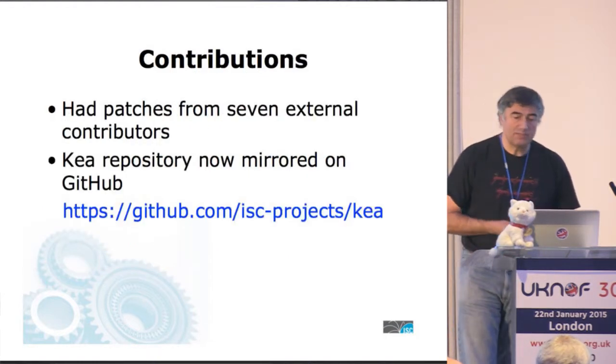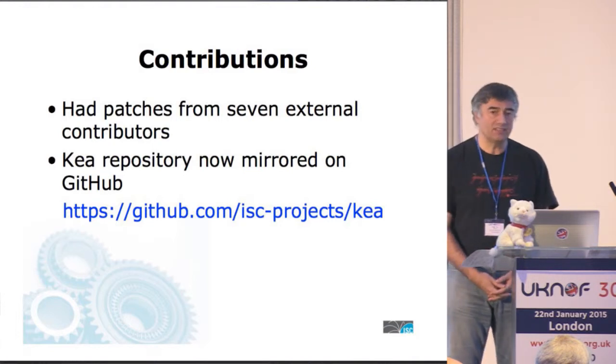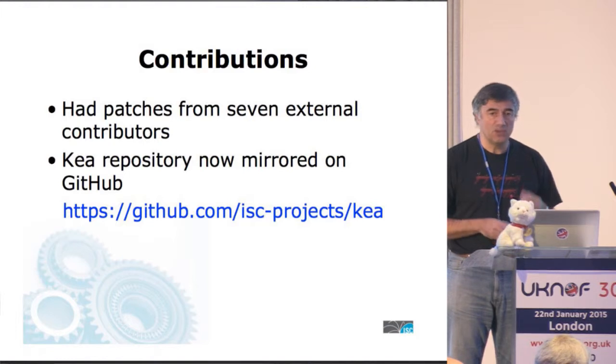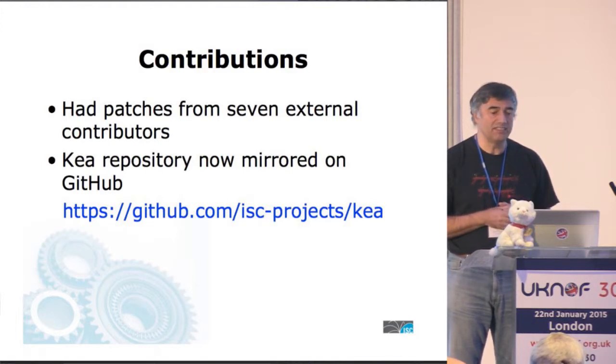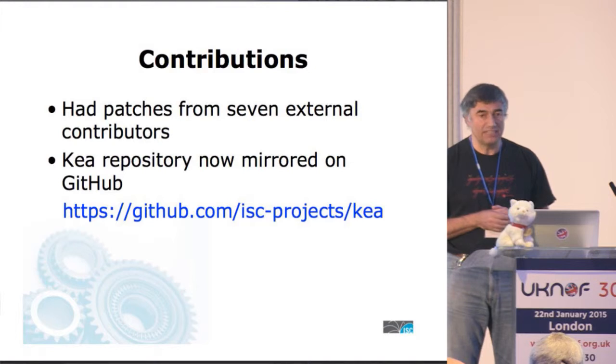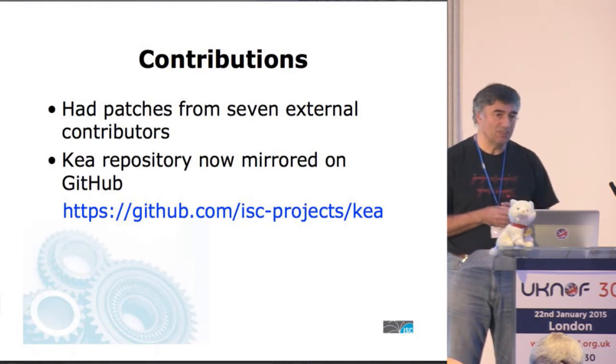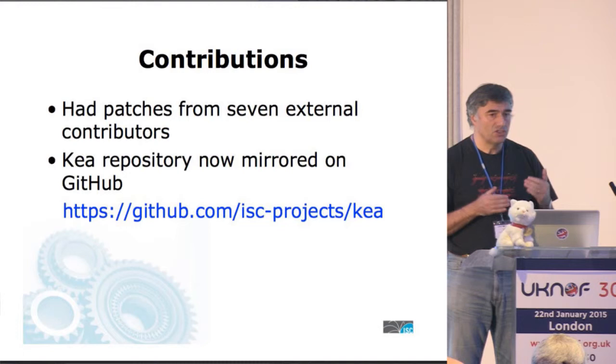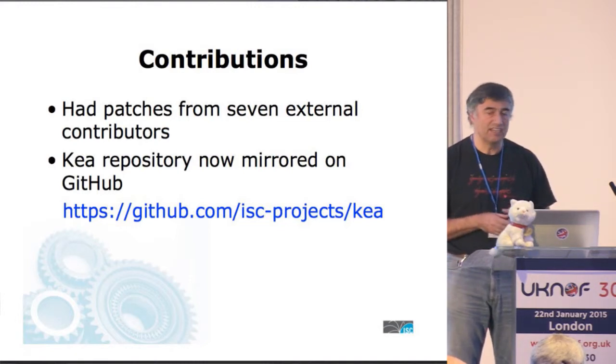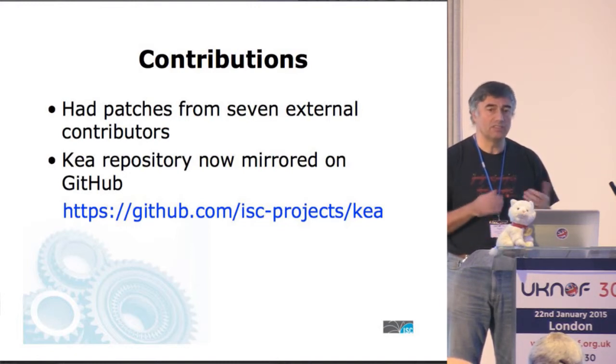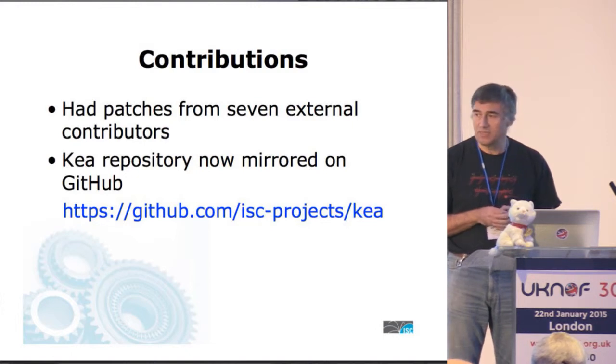I just want to make a point about contributions. We've had patches from seven external contributors so far, one of them being the PostgreSQL backend I mentioned earlier. To make contributions easier, we now mirror the Kea repository on GitHub. So if you want to contribute to Kea, join the Kea development list, talk about your proposed contribution, then you can make the contribution via GitHub, submit a pull request, we'll look at it, and if we approve it, we'll include it in the main Kea source.